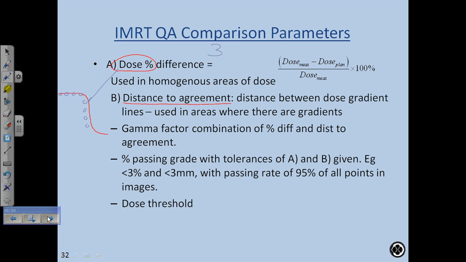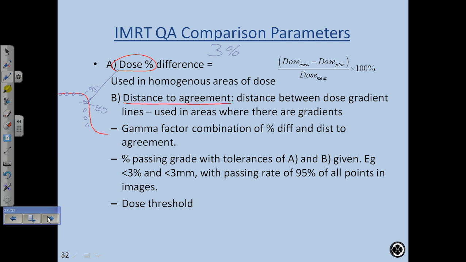So if I look at this and say, okay, at this point here I'm getting 80%. This is 100 at the top, and I'm getting 80% for MapCheck and 95 from Eclipse. Well, there's a difference of 15%, fail, right? But in areas of gradient, that error is exaggerated. So in areas of gradient, most software like MapCheck or RIT use something called a distance to agreement.